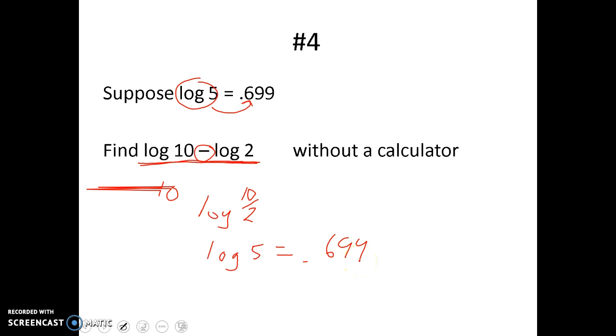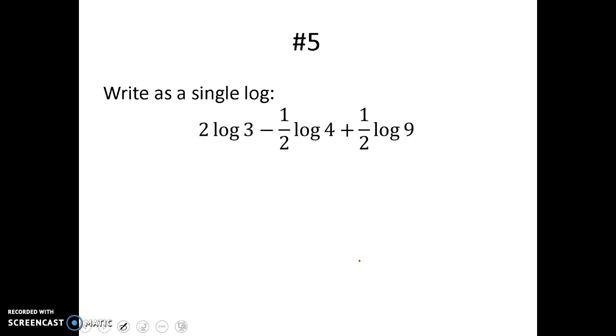And we didn't need to use a calculator at all. We just knew that it was the same thing. Let's try another one. We want to write this expression as a single logarithm, which means we're going to simplify it. So here's what I'm going to do.